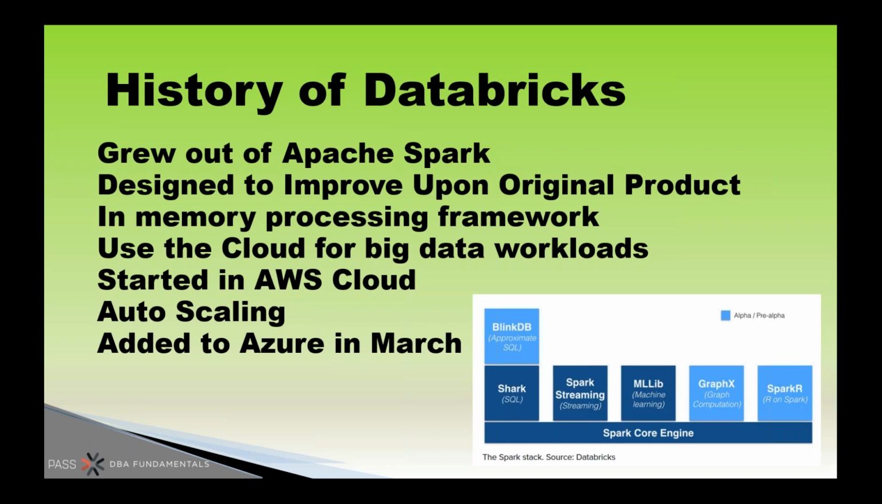So 75% of the Spark code was written by a core of people who founded Databricks. They looked at Spark and said, it's kind of nice and all, but we have a whole bunch of ideas that we would like to apply to really improve the product. But they decided that instead of being part of the open source Apache collective, they wanted to make money at it. Go figure, right? So they wanted to improve upon their original product, and they wanted to create this in-memory processing framework that Spark uses. And they also wanted to harness the cloud because they wanted the ability to infinitely scale. The first place they released their application was in the AWS cloud.